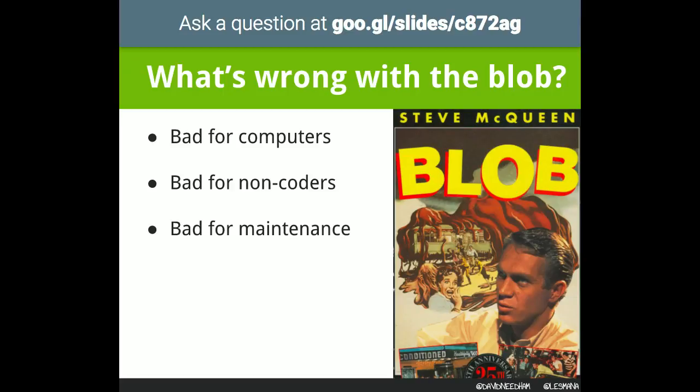First of all, the blob is bad for computers. When you have this blob of content all mixed together, it's really difficult for computers to parse it and pull it out into separate pieces. Your search engine optimization isn't going to be as good. There are ways around everything, of course, but it's just more difficult for computers to know what to do with the information that's involved in a blob and to parse through it.